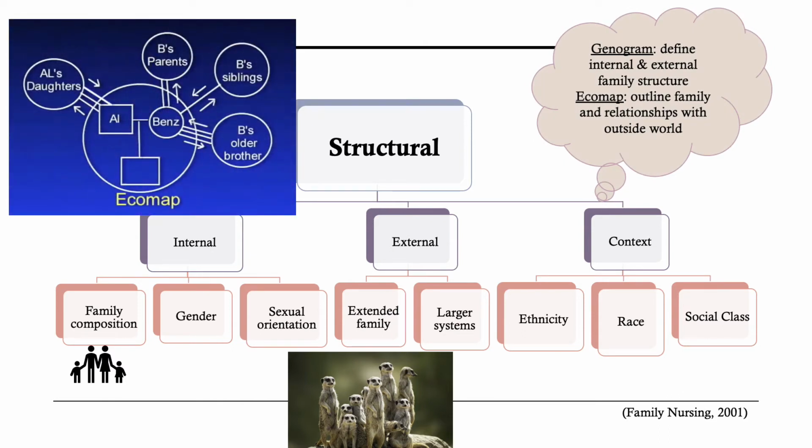Important tools for a structural assessment are the genogram and the ecomap. The genogram defines internal and external family structure, and the ecomap outlines the family and relationships with the outside world. I have an example to your left where the inside circle is the genogram, which shows the family composition, and the outside is the ecomap, which shows helpful and tense connections with other family members.